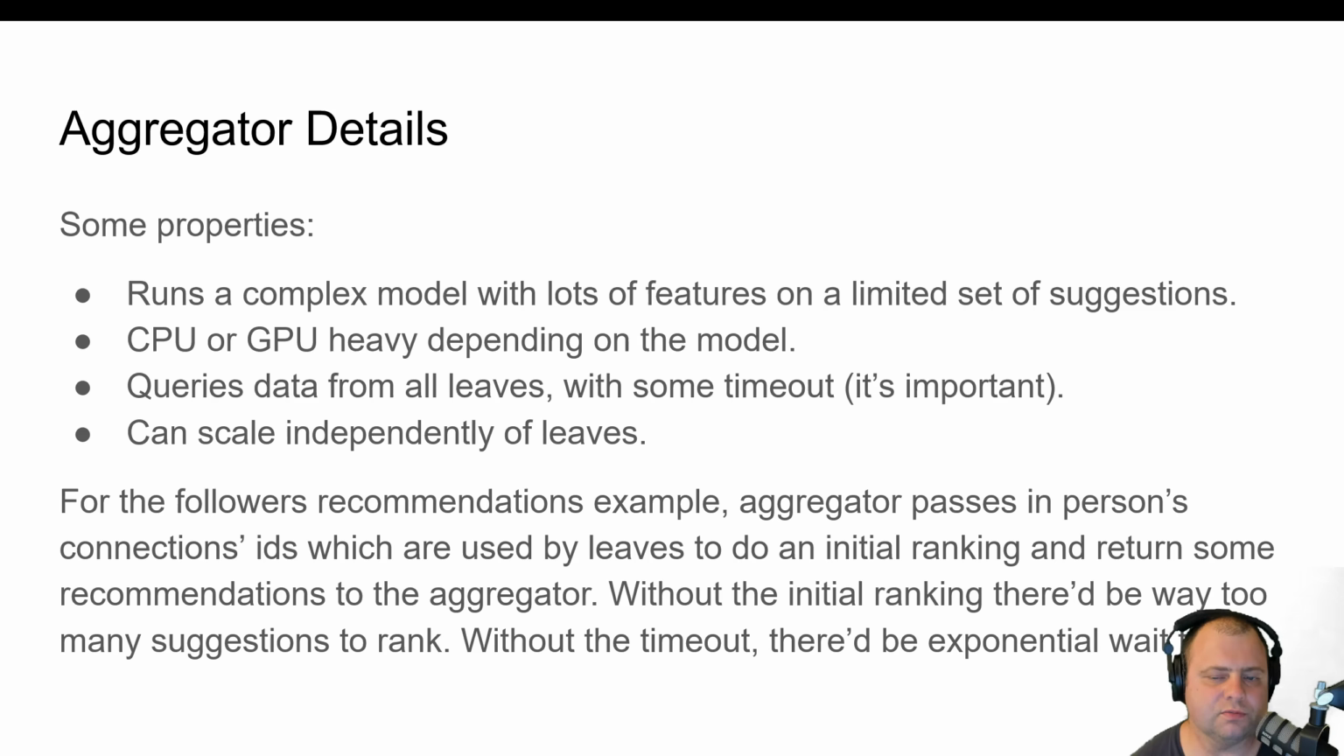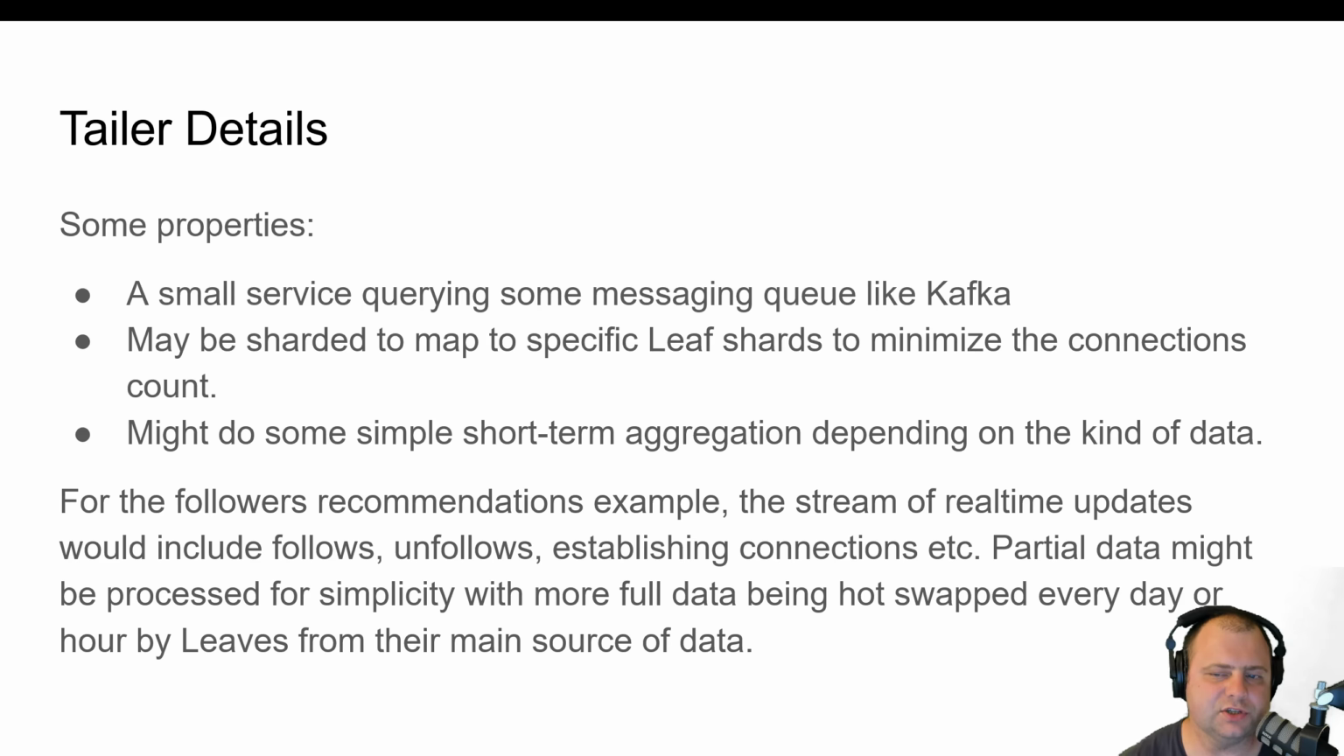For Tailer, it's usually a small service querying some messaging queue like Kafka, which would have some real-time updates. It may be sharded to map to specific leaf shards to minimize the connection count, because if you have a lot of instances of the Tailer service talking to every leaf, that can be m times n possible connections. But if you co-shard them, you can minimize the number of connections and make it more linear-ish, depending on the number of shards.